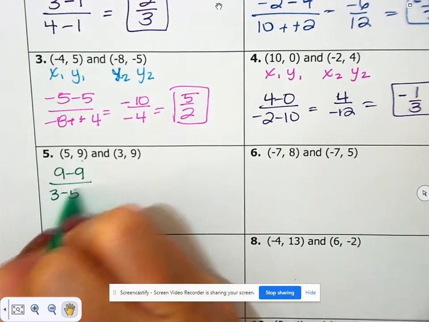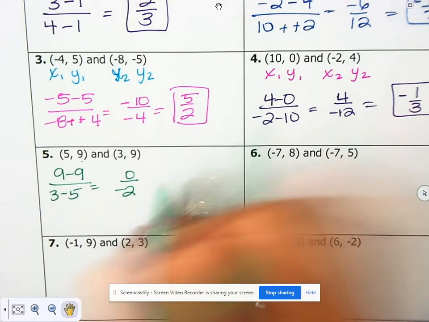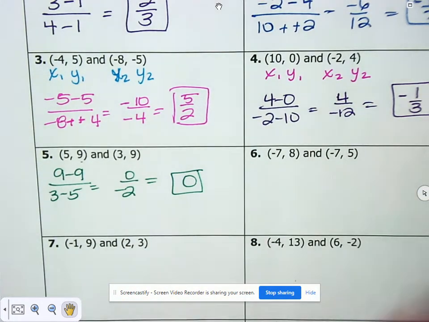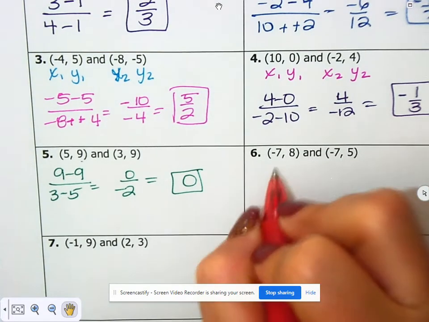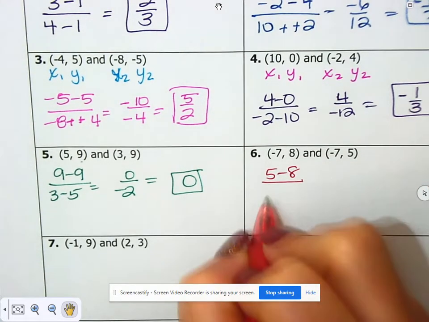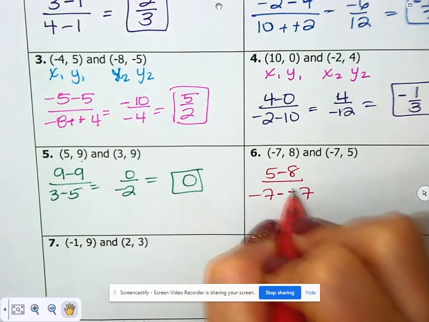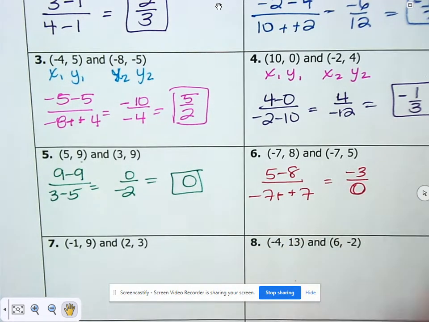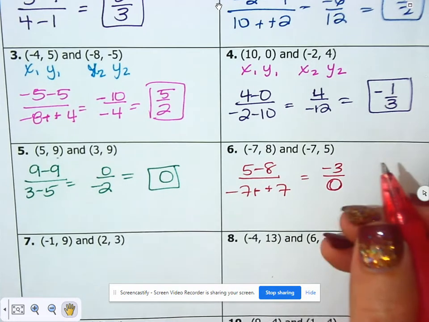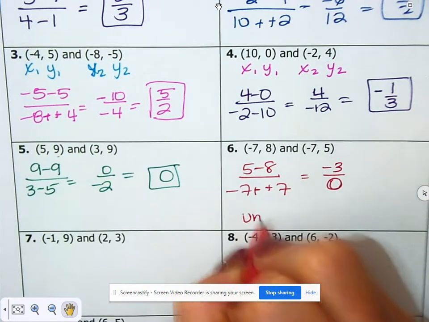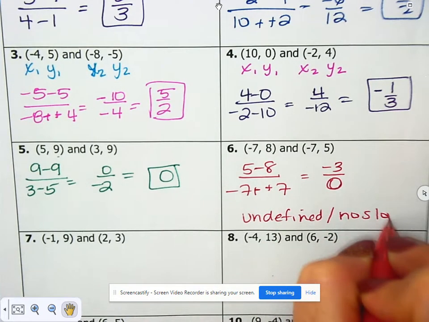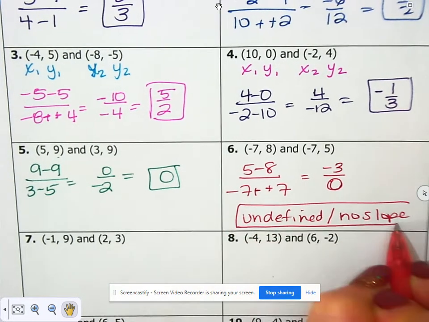9 minus 9, that's your y's, and 3 minus 5 gives me 0/(-2). 0 divided by anything is 0 slope. Number 6, 5 minus 8, -7 minus -7. So that's going to give me -3/0. If the 0 is on the bottom, remember, if you type that in your calculator, it says you cannot do that. That is undefined or no slope. Either one.